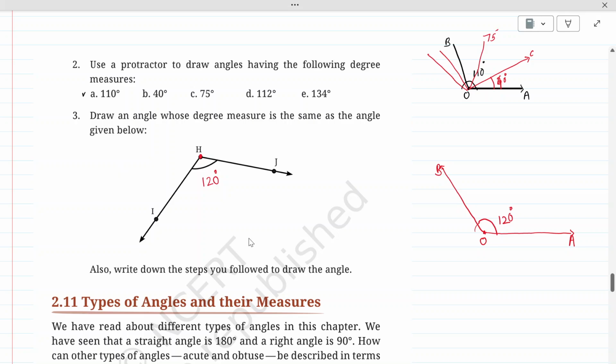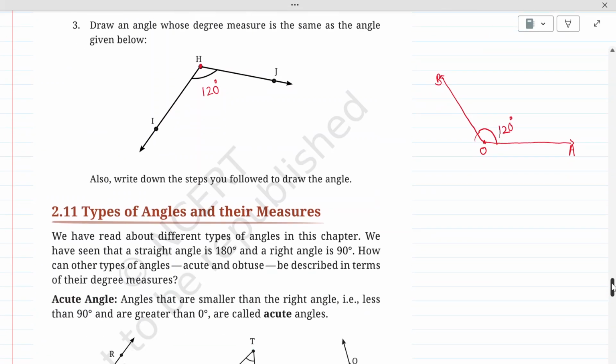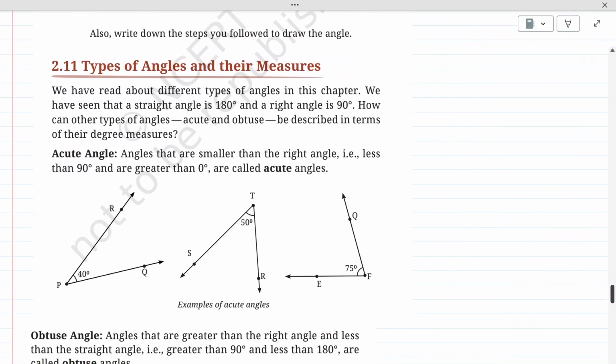Okay. Now kids, let's move further. We have types of angles and their measures. This is a part we have already done previously in this chapter and in your earlier grade also. So let's see how it is. We have read about different types of angles in this chapter. We have seen that a straight angle is 180 degrees. Right angle is 90 degrees. How can the other types of angles, acute and obtuse, be described in terms of their degree measures? Let us see how we can do this.